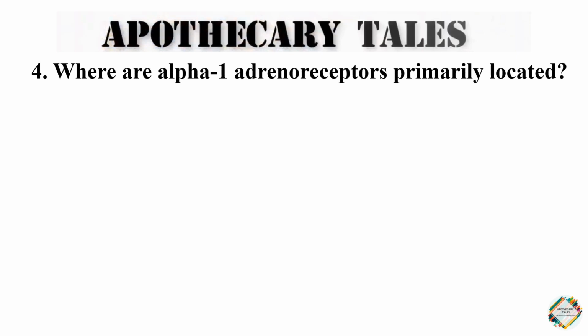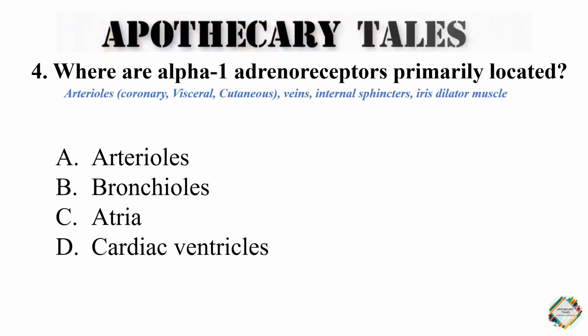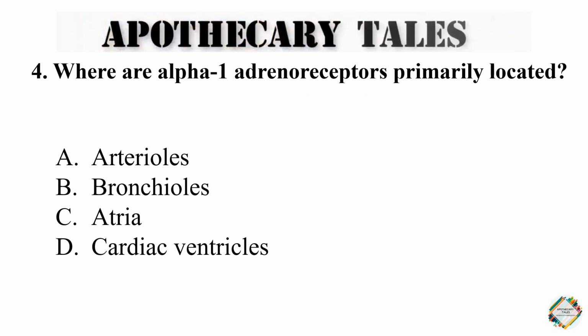Next, fourth question. Where are alpha-1 adrenoreceptors primarily located? We know that adrenergic receptors are basically alpha and beta. Among that, alpha 1 receptors are predominantly present in arterioles, veins, internal sphincters, iris, dilator muscle. So among the options given here, the options are arterioles, bronchioles, atria, cardiac ventricles. The correct answer is arterioles.